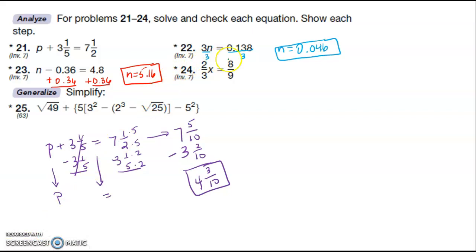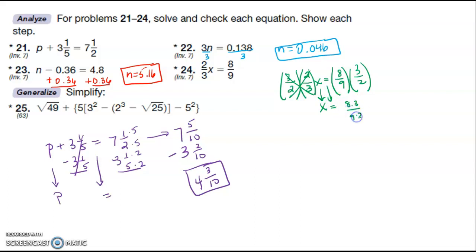let's do green. I have 2/3 x is equal to 8/9. So I'm going to have to multiply this by the reciprocal. The reciprocal is when we flip it. And what I do to one side, I'm going to have to do to the other side. This cancels. I get x. This comes down, equals 8 times 3 over 9 times 2, which is 24 over 18.